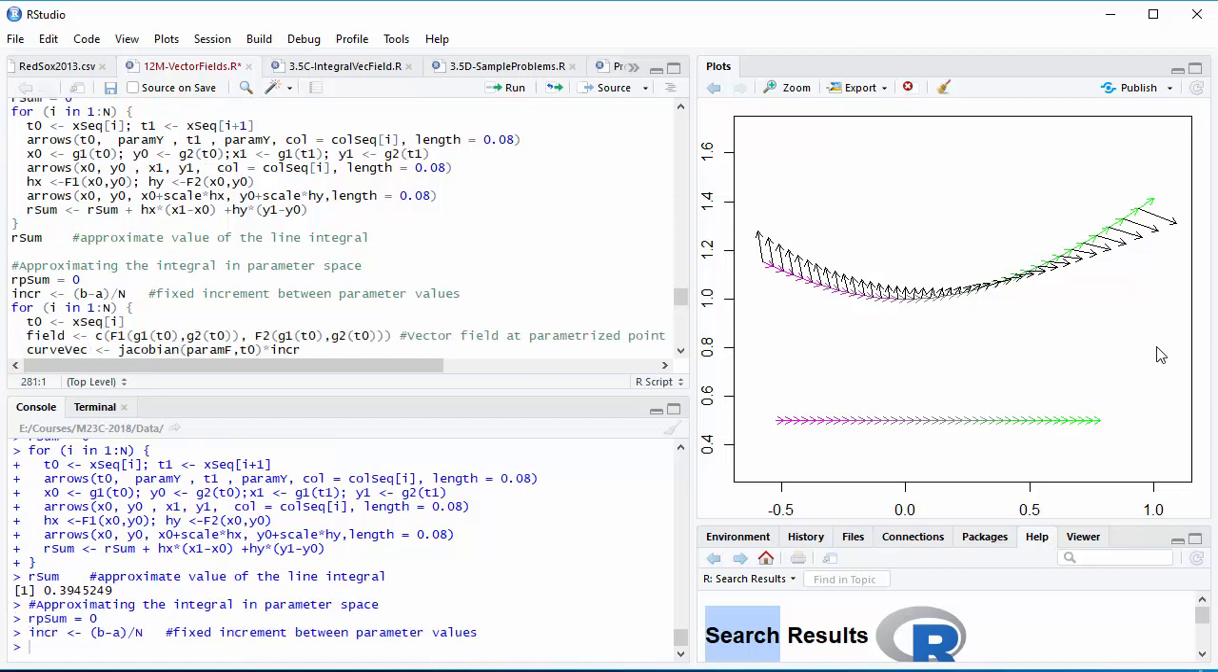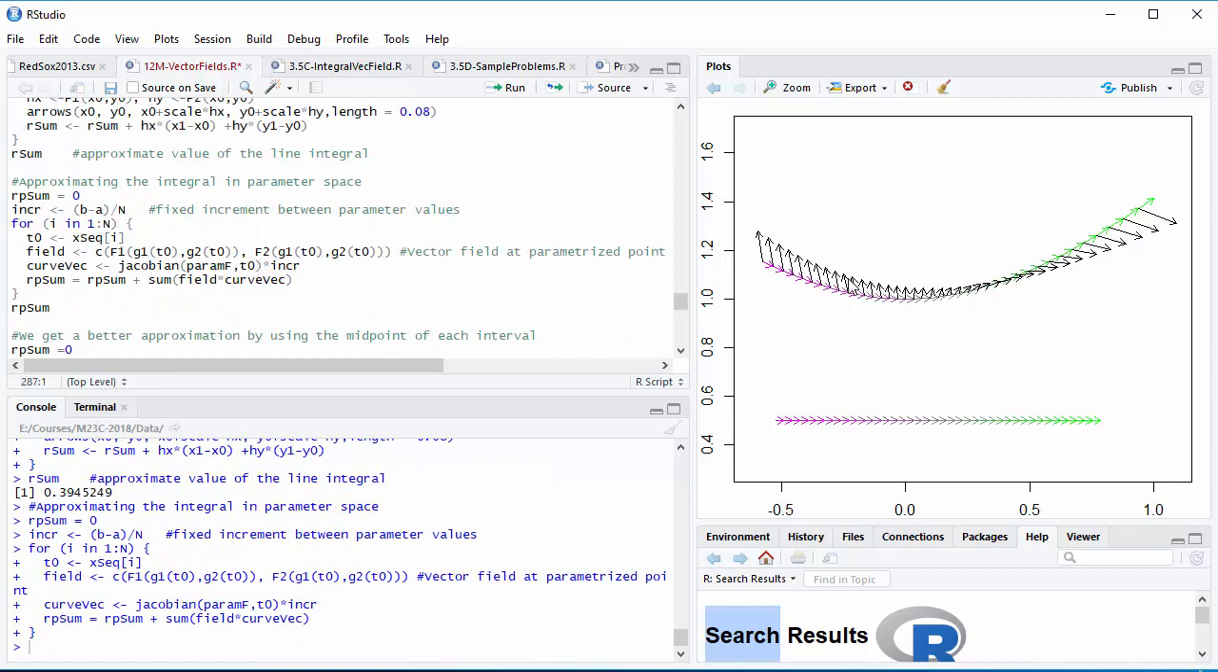So in parameter space, I have a fixed increment, total length of the interval b minus a divided by the number of increments, and I can sum over those 40 increments. What I do is to calculate the vector field at the parameterized point. So I take a point here, find out where I am on the curve, and substitute that into my two functions f1 and f2.